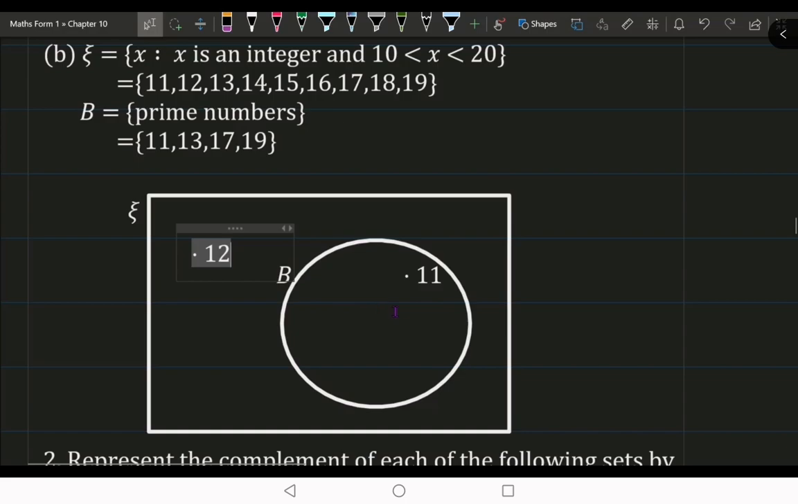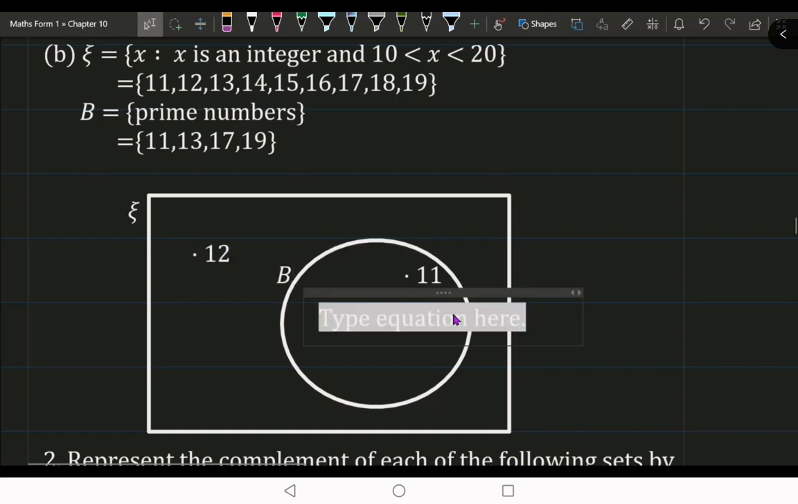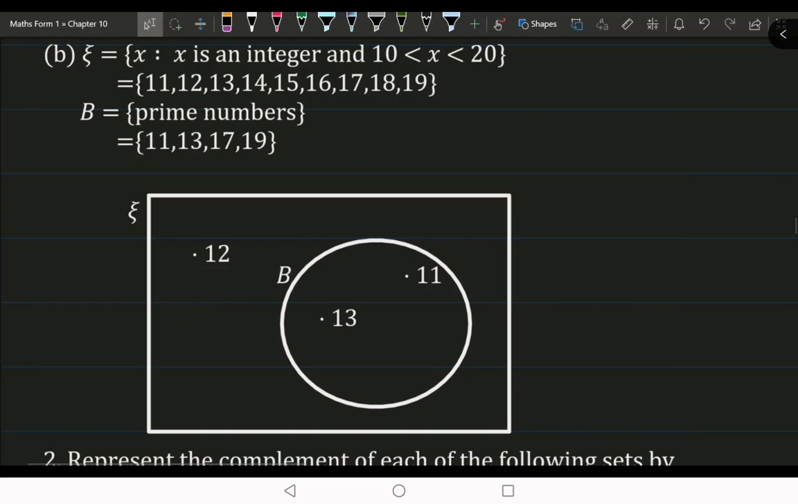13 is inside B. Inside B, you have a dot. 13, 16. 14 is outside of B. So why is it? You have dots beside before the 14. 15 also here, you have a 15.